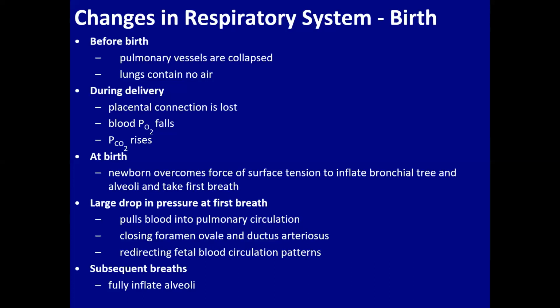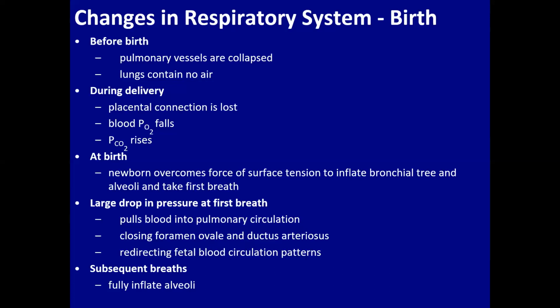What happens to your blood pressure? Huge drop, because you're trying to send the same amount of fluid over a much greater area. That's because you've pulled that blood into pulmonary circulation. You've got to close the foramen ovale, you've got to close the ductus arteriosus, and you've got to redirect that blood in order to have the full pattern where you're using your full pulmonary system, right? You've already been using your systemic system. That's what happens with that first breath.